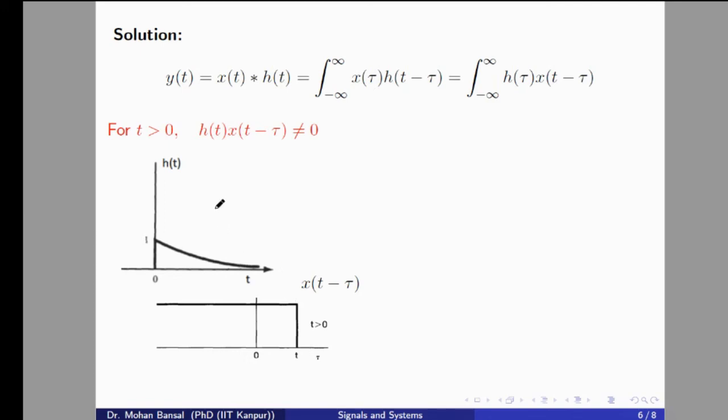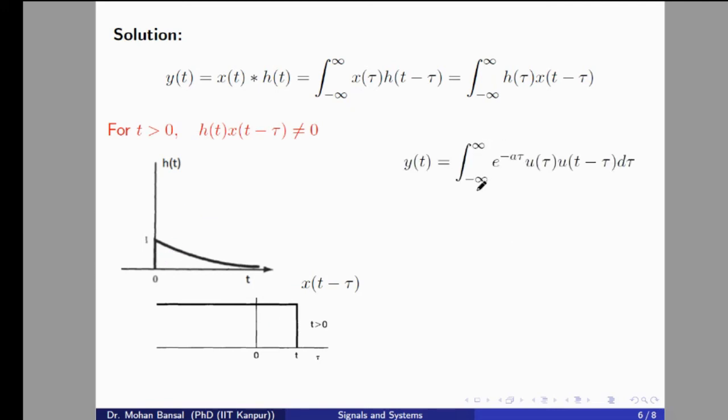If we multiply both of these signals x(t) and x(t minus tau), this value is non-zero here and this value is non-zero here. So we'll get some finite value because some non-zero values are overlapping between h(t) and x(t minus tau). Now we'll compute the integration.